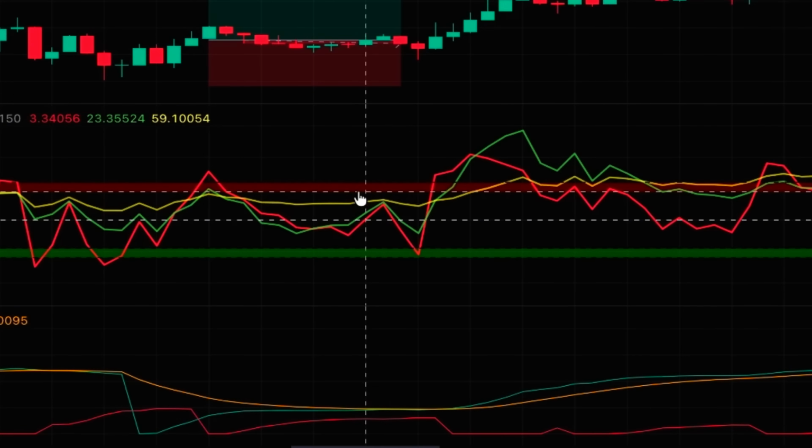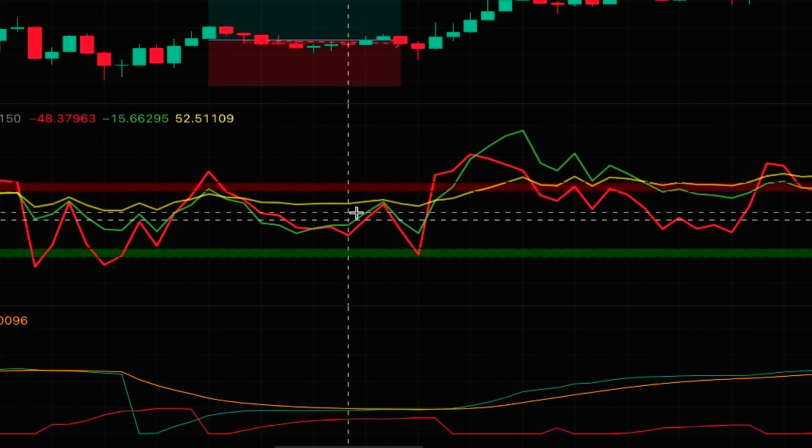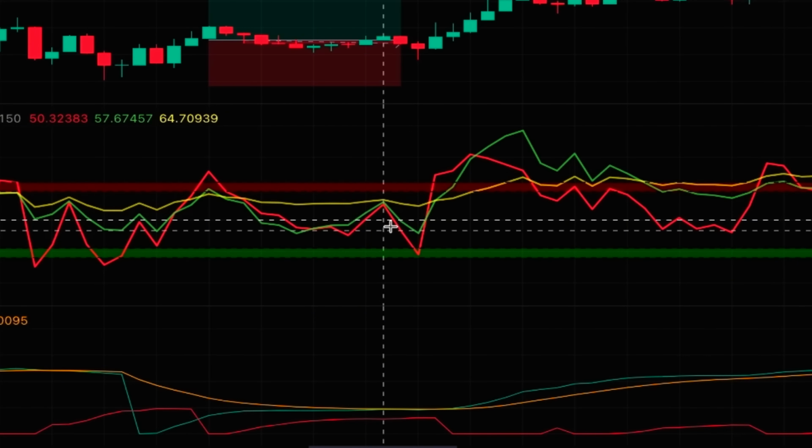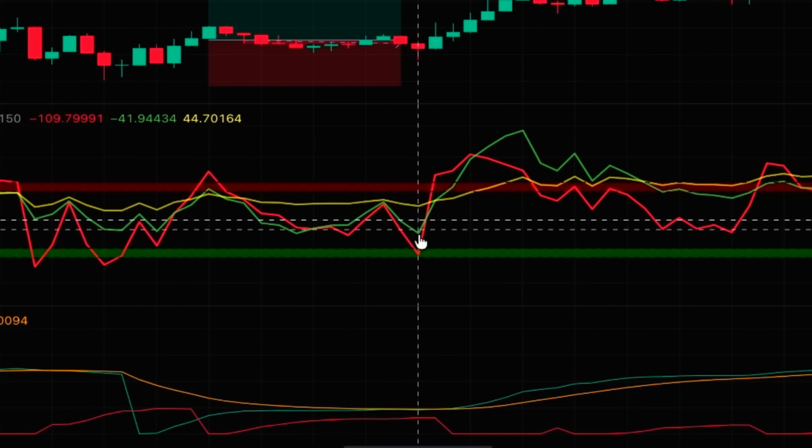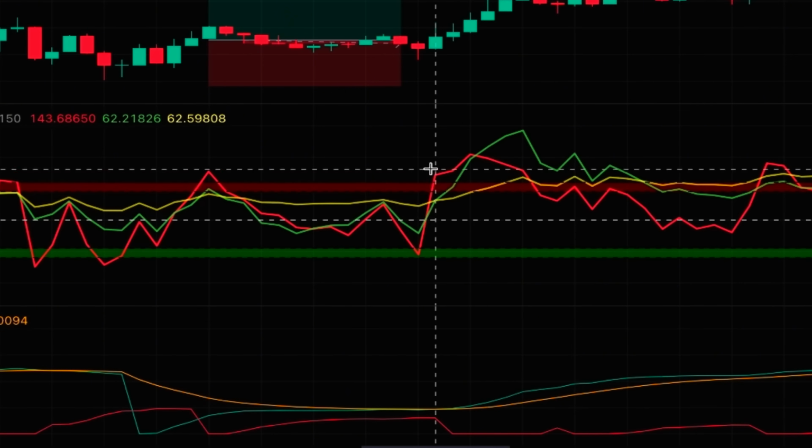The yellow line is still above the center line, so we want to find buy signals. Here you can see that both of green and red lines are below the center line, and then here the red line is closed above the yellow line, as you can see, and the yellow line is above the center line, and the yellow line is not overbought. You can see that it is below the red zone.